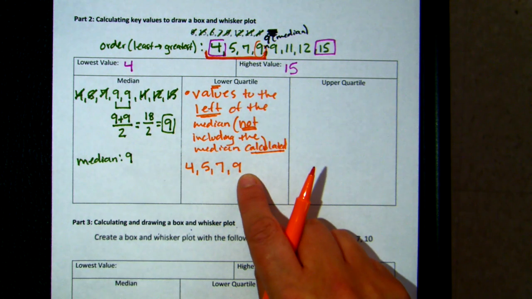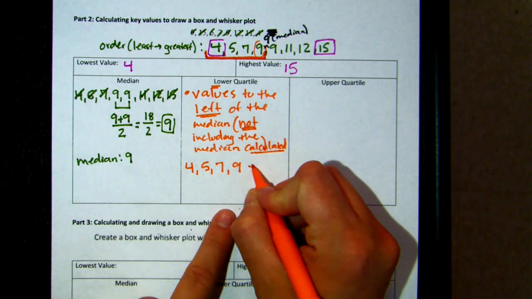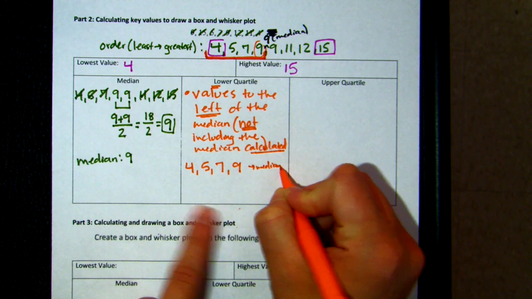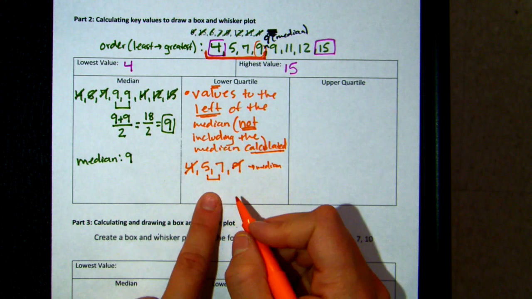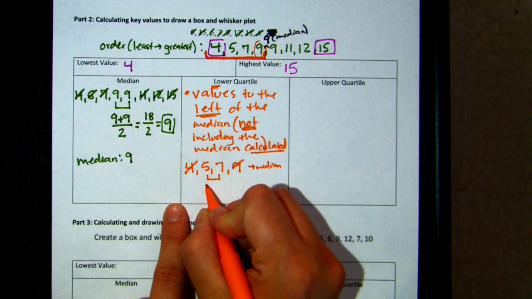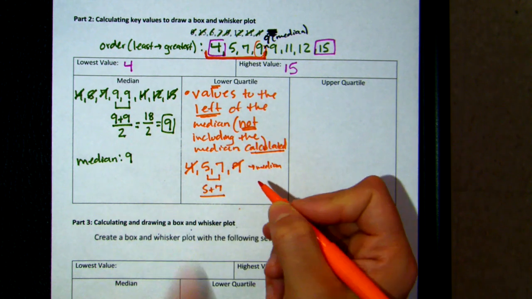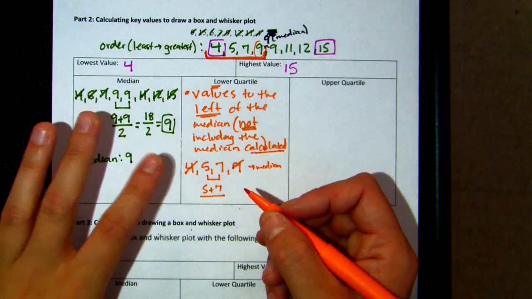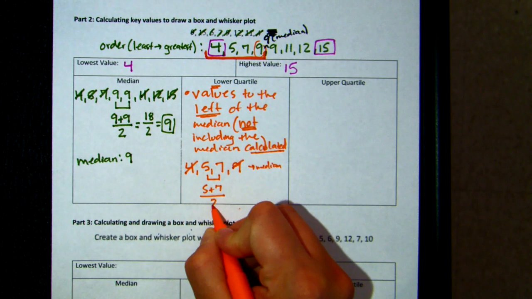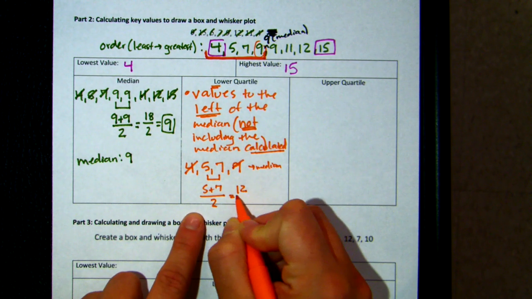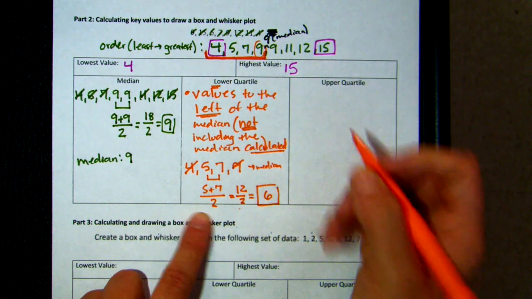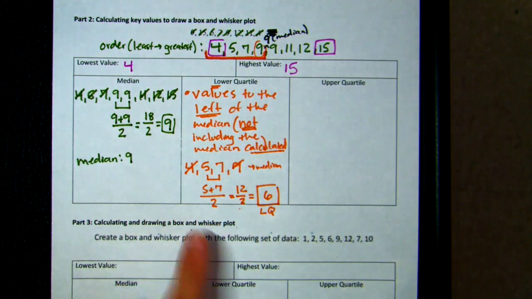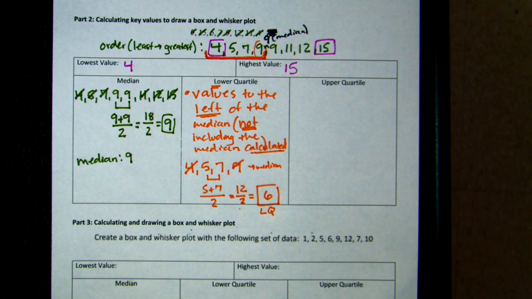Okay, then what we do from there is we find the median of these values. So I cross through 4, I cross through 9, I'm left with 5 and 7 in the middle. 5 plus 7 gives me, what, 7, 8, 9, 10, 11, 12. See, I still count on my fingers. 12, I divide that by 2. My lower quartile is 6. Okay, so that's how we calculate our lower quartile.